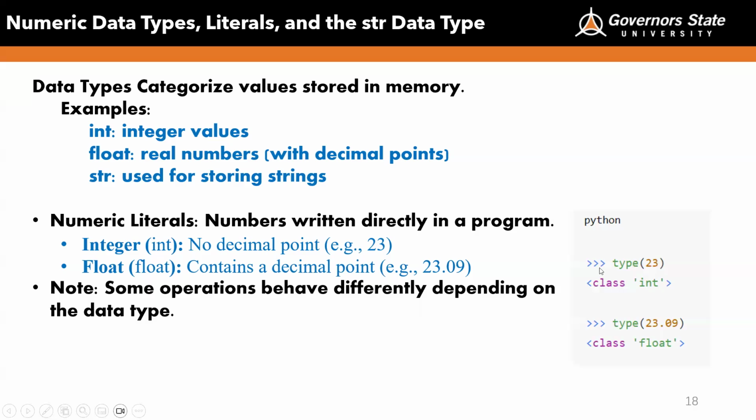Also in Python, when you run your code, you can use type. For example, you can use type with the bracket 23, and it will return class int. And if you type another one, like a float number, it will give you the float type.